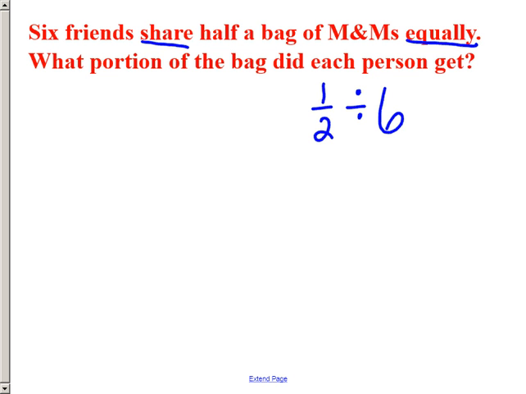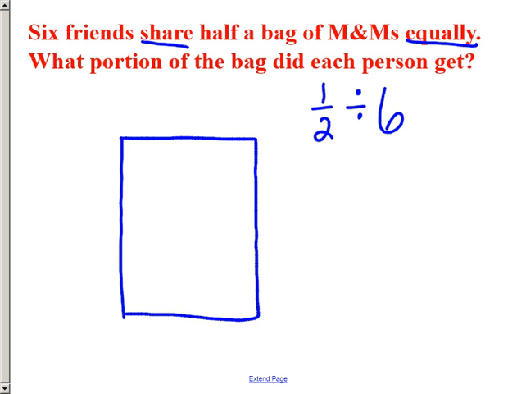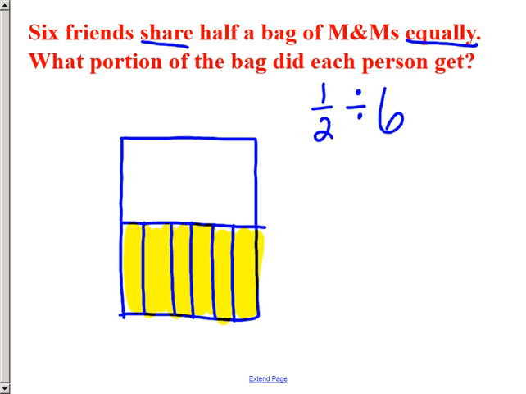So to model that, we're going to start by drawing our 1/2, which is our bag of M&Ms. And I'm going to shade half of the bag of M&Ms. So when I look at that now, that's the part that we're going to share. And there are 6 people who are going to share it. So I need to now split this into 6 parts. So I now have split it into 6 parts. There are 6 shares there of the M&Ms.